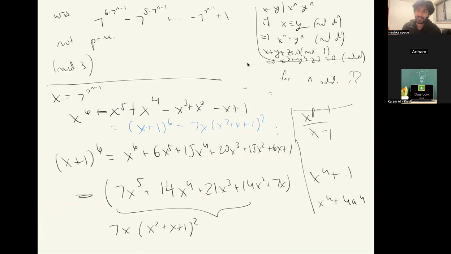Actually, this is the only solution I know to this problem, and it's based on this factorization. To be honest, I have no idea how you come up with this factorization, but anyways, that's the solution.